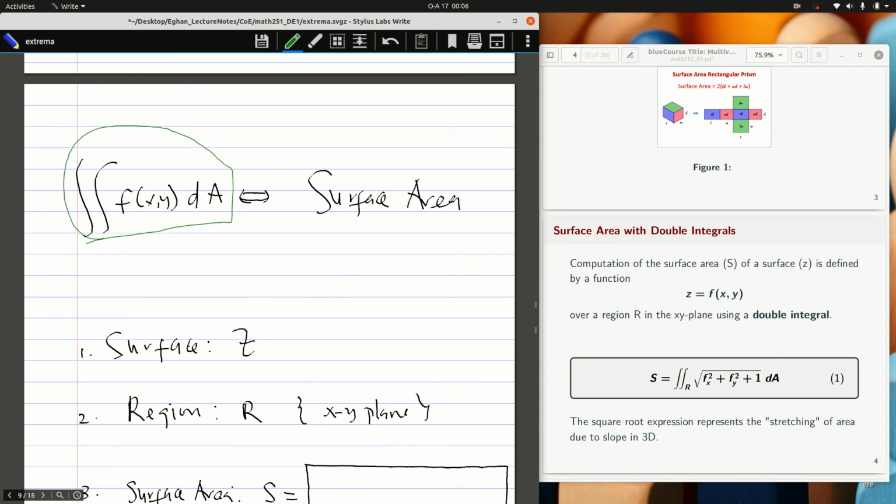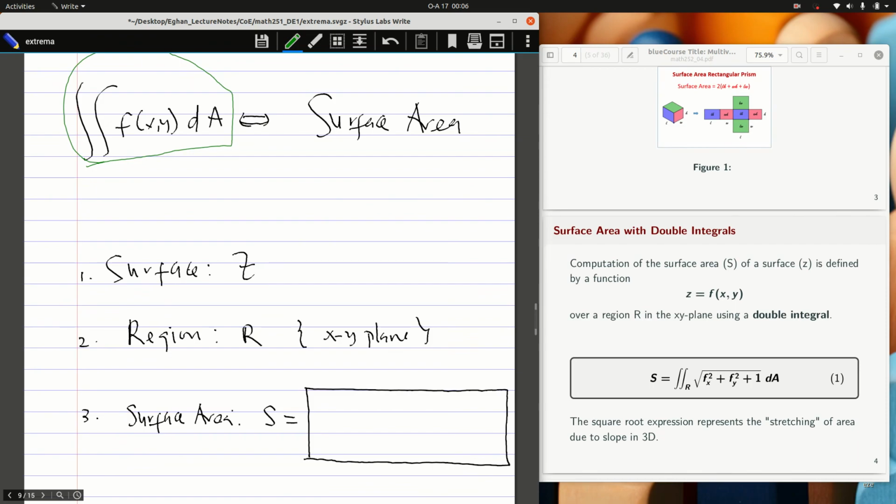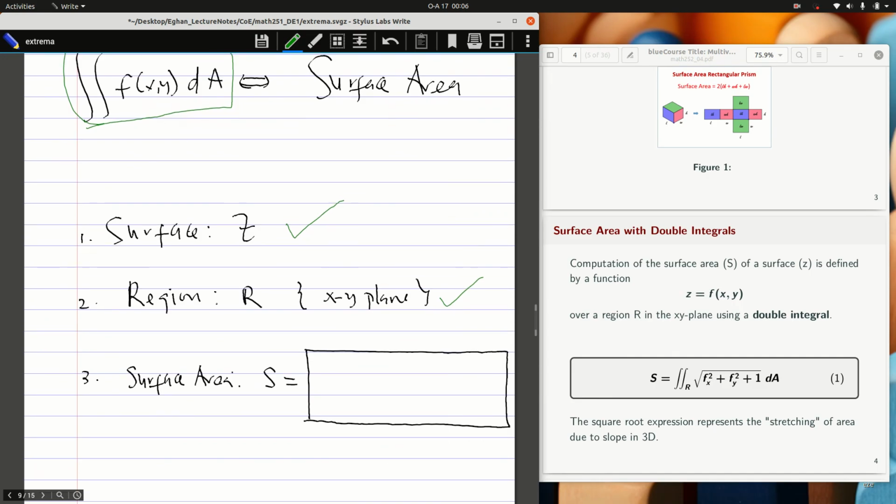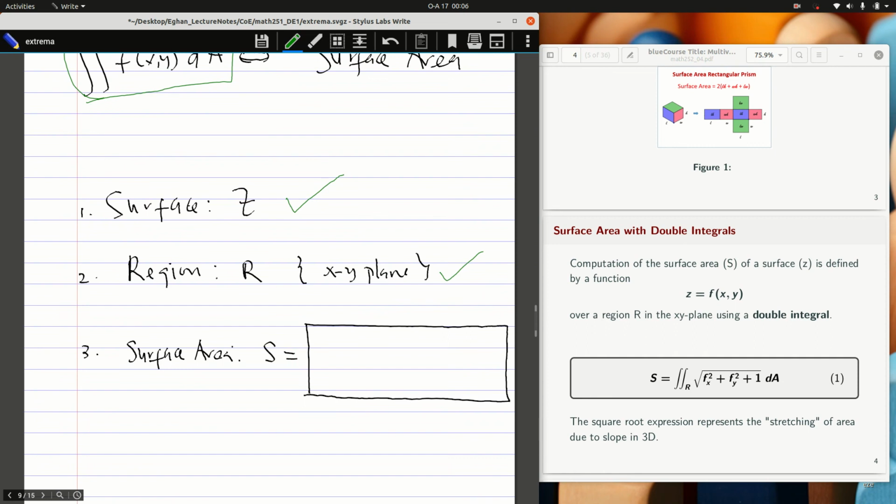First, you need to know the surface in which you are dealing in. How does it look like? And then also you need to know the region in which your surface lies in. Is it in the XY plane, YZ plane, XZ plane? Where is your region of focus? And then when you know these two, you can simply use a general formula for finding surface area.